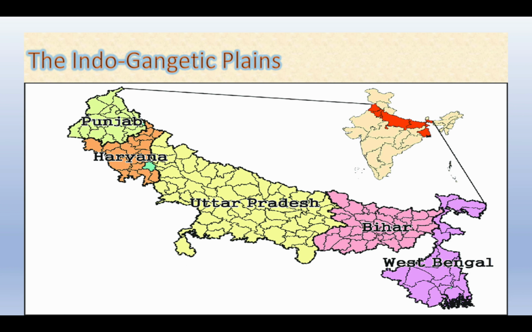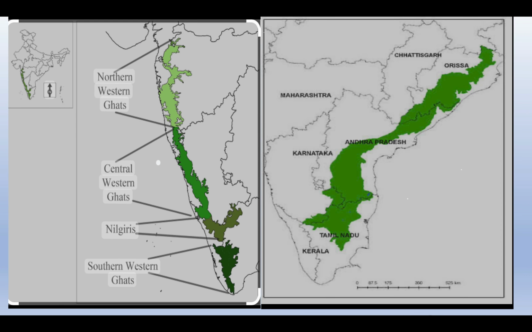Now we'll discuss the next feature, the Indo-Gangetic Plains. These plains are formed by the Himalayan rivers: Indus, Ganga and Brahmaputra. The meaning of Brahmaputra is: Brahma means Lord Brahma and putra means son. The northern plains were formed by these three perennial rivers and also their tributaries. The Indo-Gangetic Plains broadly consist of three divisions: the first is the western part, the second is the central part, and the third is the eastern part.